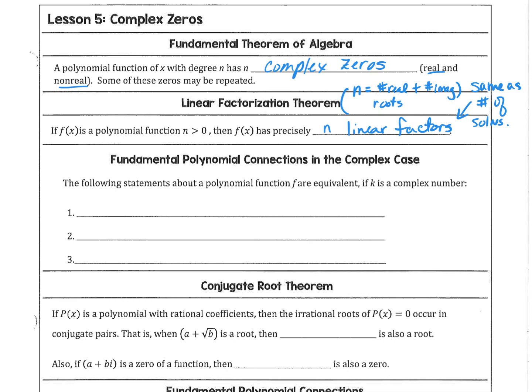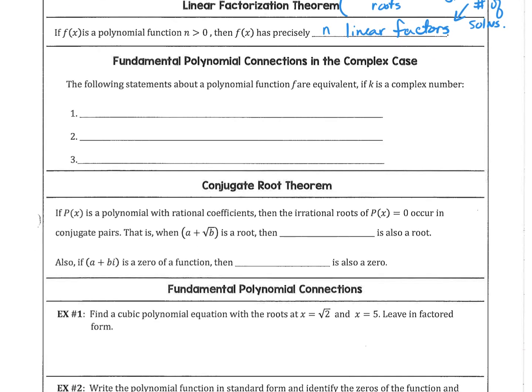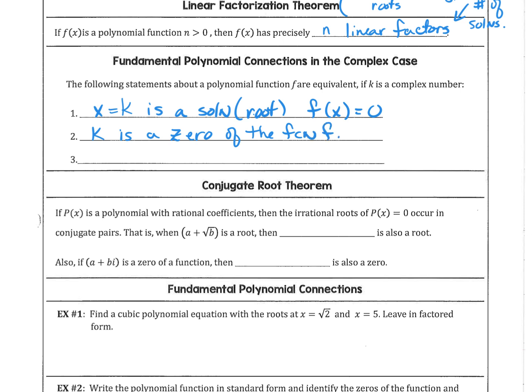So what's the connection here? The fundamental polynomial connections in the complex case. What do we know? The following statements about a polynomial function f are equivalent if k is a complex number. All right, then if x equals k is a solution, and we know a solution is a root, right? Then f of x has to equal 0. In other words, when we plug it in, if it's a solution, it's a 0. We know k is a 0 of the function. Okay. In other words, zeros and solutions and roots are the same thing.